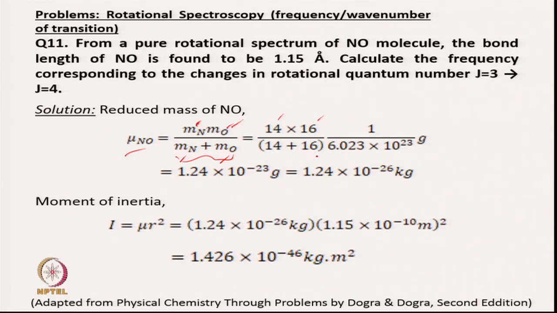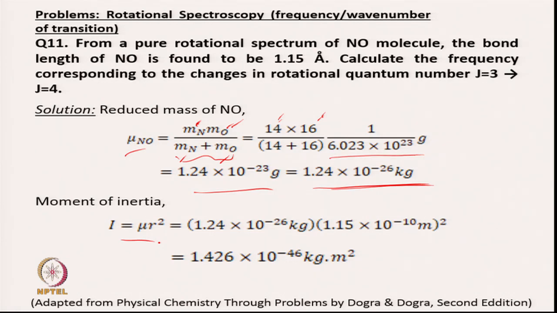We now need to divide by Avogadro number, because 14 and 16 gram is the mass of 1 mole of nitrogen and the mass of 1 mole of oxygen respectively. Once we divide by Avogadro number, what we get is the reduced mass. First you will get the reduced mass in gram, and then you divide by 1000 to get the reduced mass in kg.